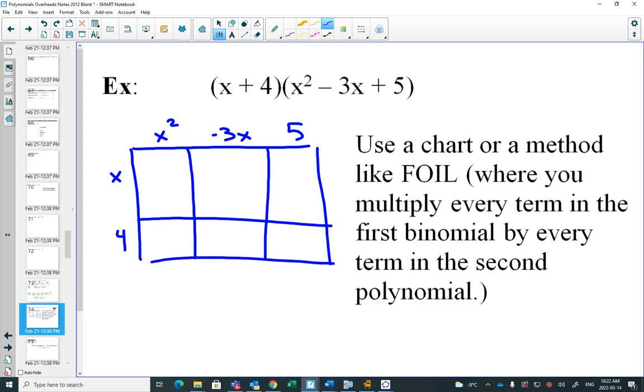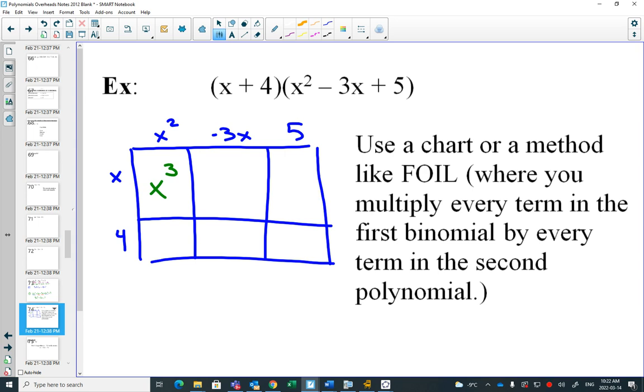If you're doing the chart method, it's really easy to see that you have 6 things you have to figure out. The first one, if you did x times x squared, well, that would be x times x, which we would write as x cubed. The second one, you have an x times a minus 3x.